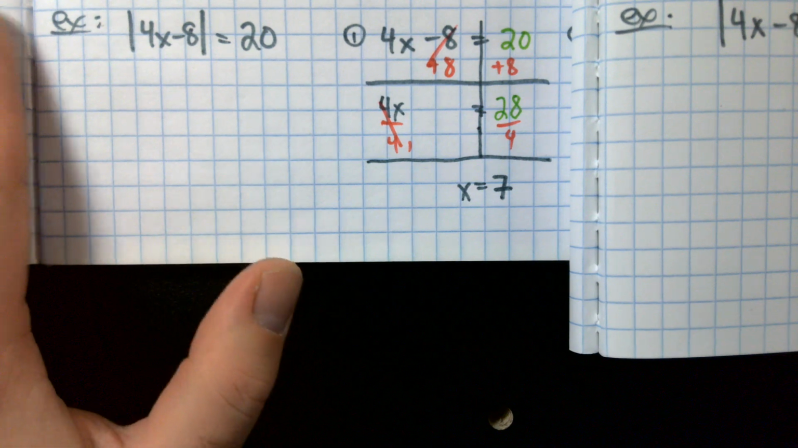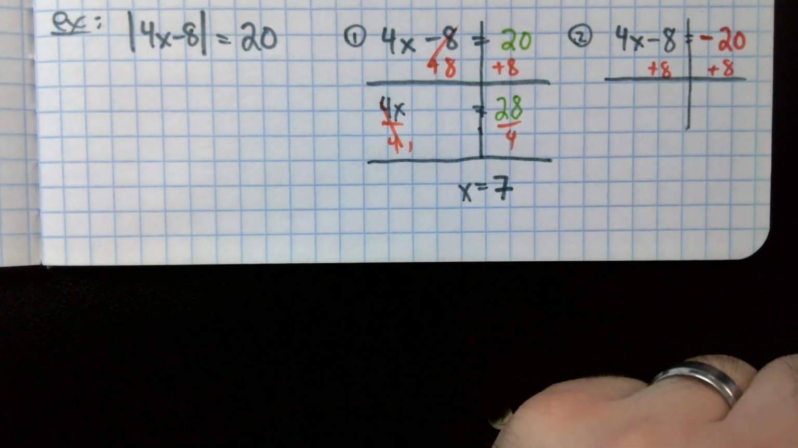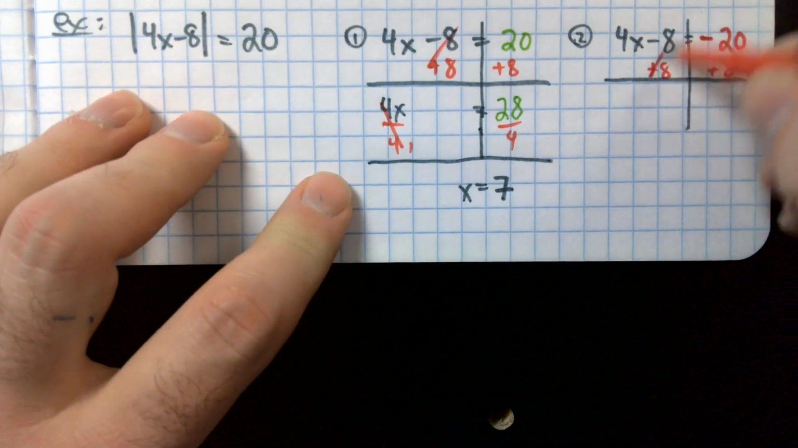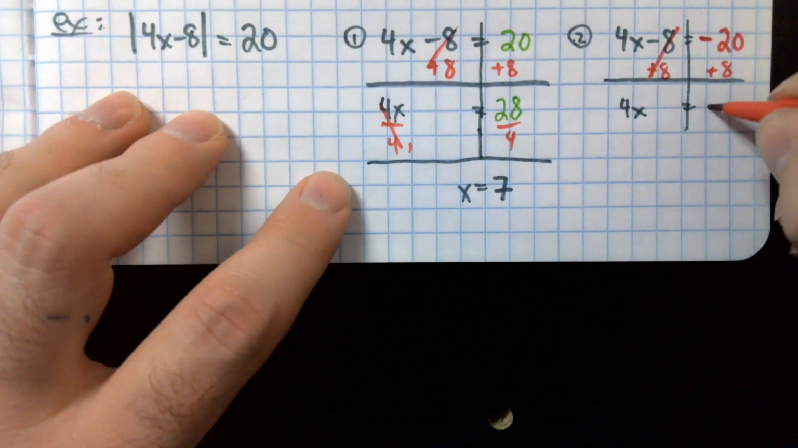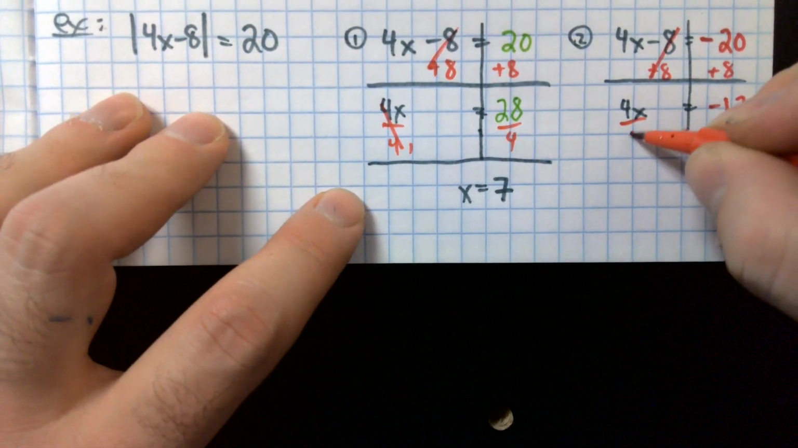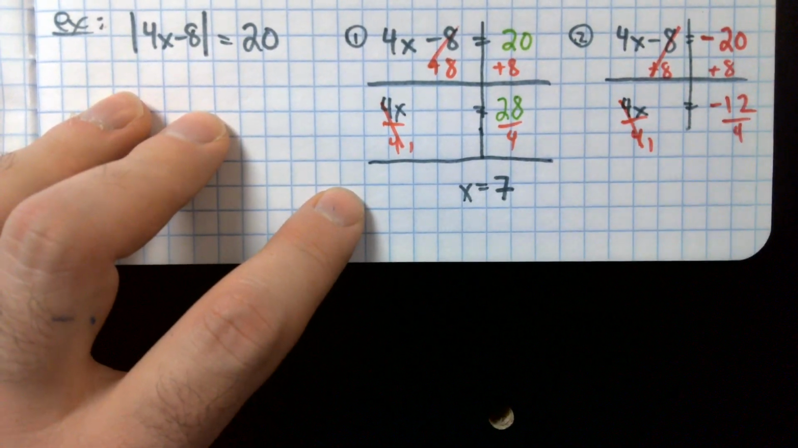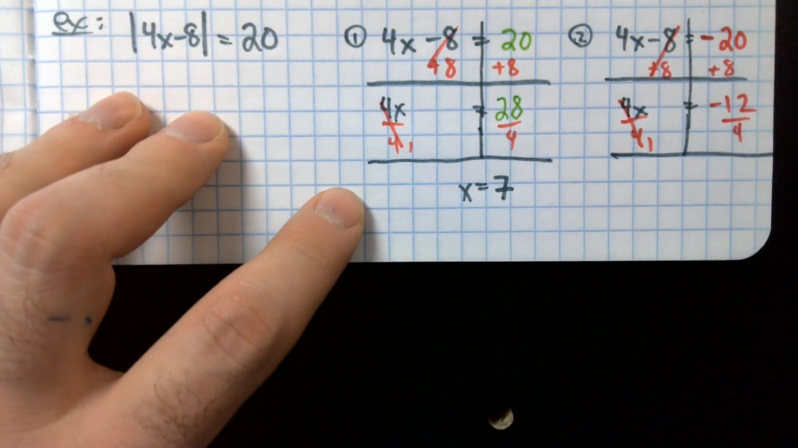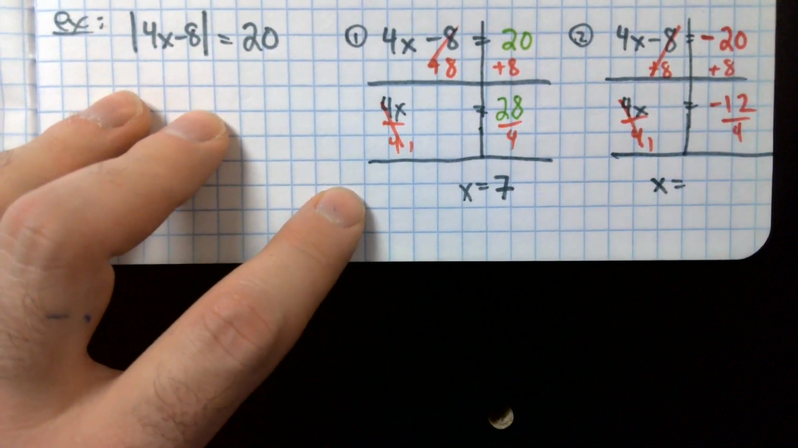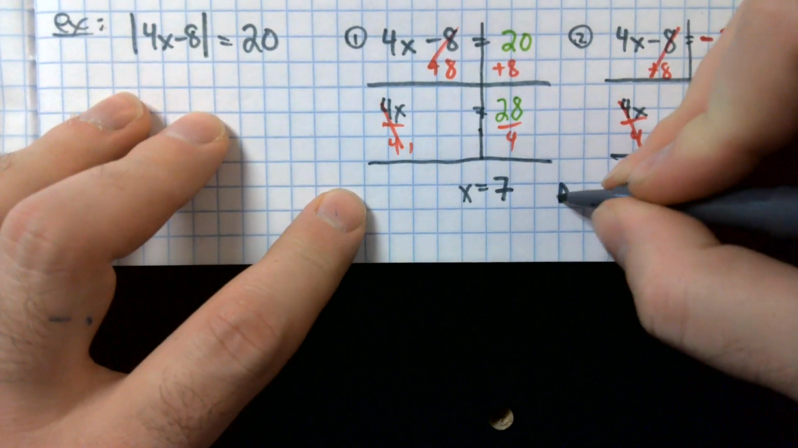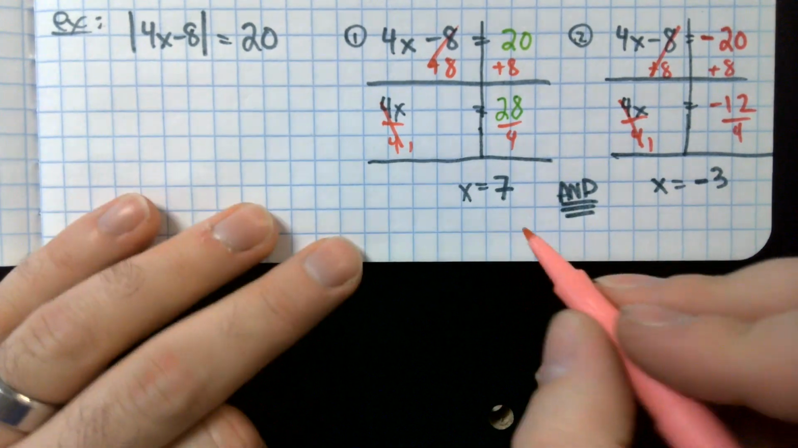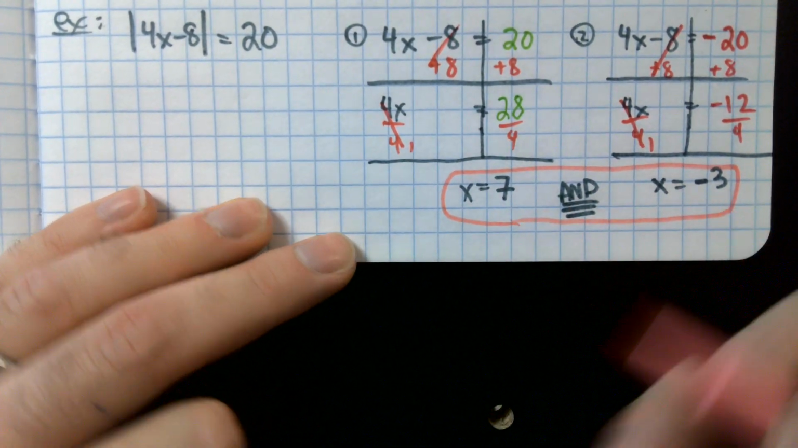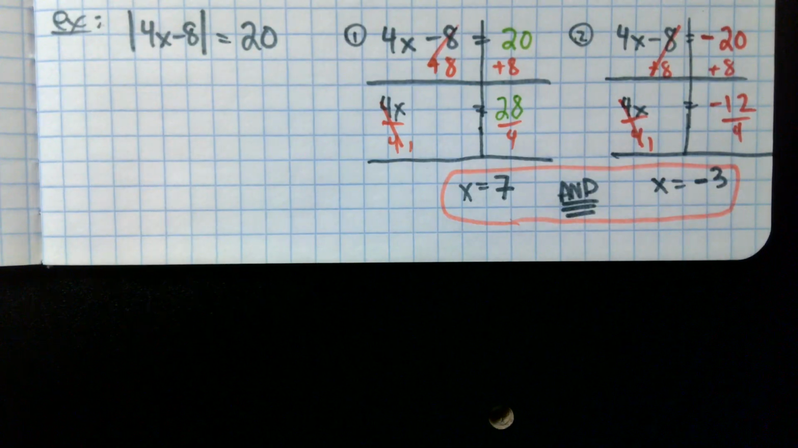There's one of my solutions, but I need 2 of them. Again, over here, I added 8. Those go away. I'm left with 4x equals negative 12. Again, divide both sides by 4. What's negative 12 divided by 4? Negative 3. There are my two answers: x equals 7 and x equals negative 3.